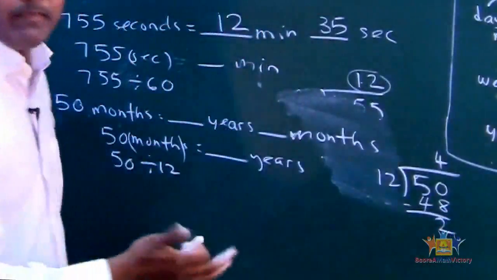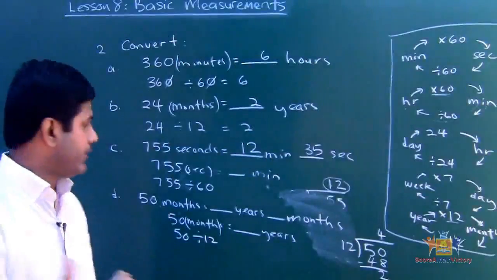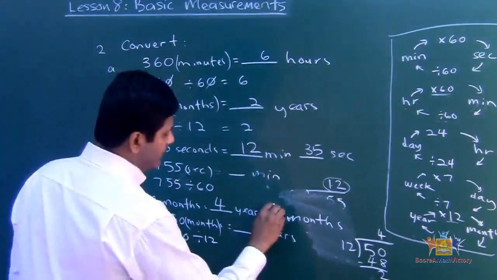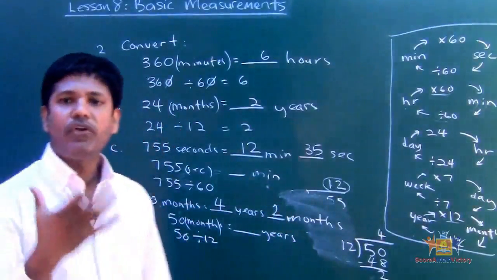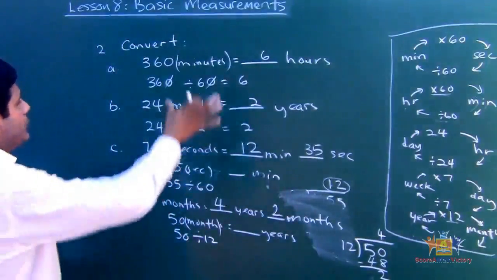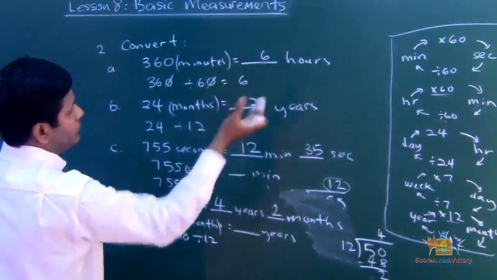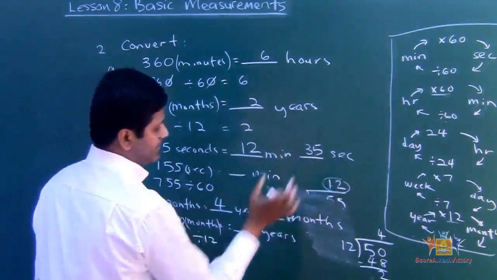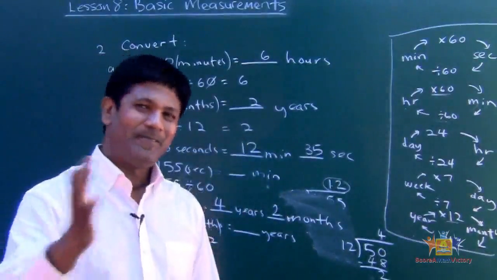So now I cannot divide anymore with 12. That's smaller than 12. That means 2 is my remainder. 4 is my quotient, which makes 4 years. 2 is my remainder, which is my 2 months. So 50 months makes 4 years and 2 months. See that? You broke it up. Now on this one, you got a round number. That's why no remainder. You keep it 6 hours, 2 years. But when you have the remainder, that's how you break it in the form of minutes and seconds, years and months. Alright, you got it? Good job. Proud of you.